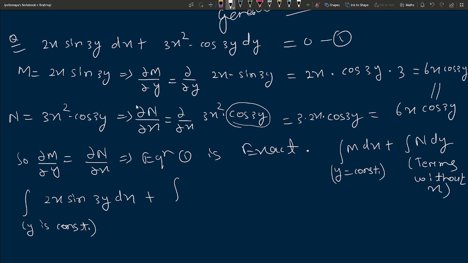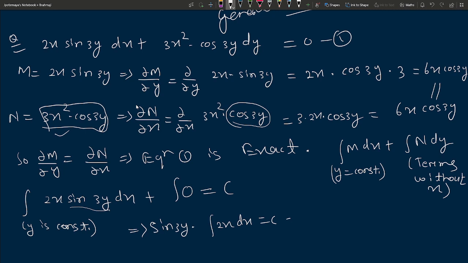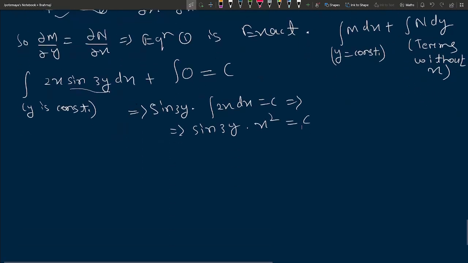But n is 3x square into cos 3y. There is only one term and it contains x, so put 0 here, equal to c. Now y constant means sine 3y is a constant, so keep sine 3y outside, integration of 2x dx equal to c. This implies sine 3y into integration of 2x, which is x square, equal to c. Okay, so this is your general solution: x square into sine 3y equal to c.